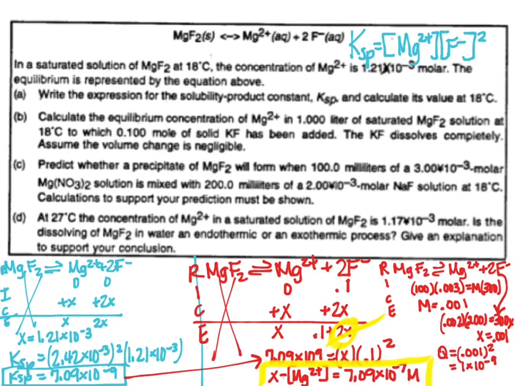So how does Q compare to K? Oh, wait, sorry, that should be cubed. The F is squared, sorry. That's what I get for skipping a step. So 1 times 10 to the negative 9. So how does Q compare to K? It's less than K, so does a precipitate form? No precipitate.